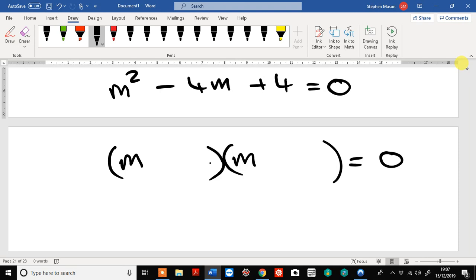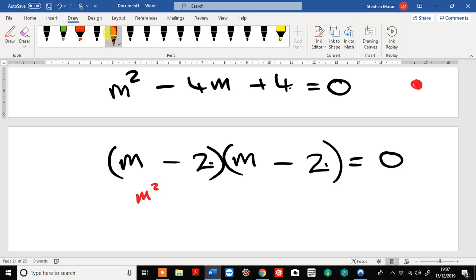Now we need two values which, when multiplied together, give a product of plus 4, and which, when added together, give minus 4. So if we choose these two values to be minus 2 and minus 2, then we'll multiply them out again to see if we get this auxiliary quadratic equation, just to check that we're right.